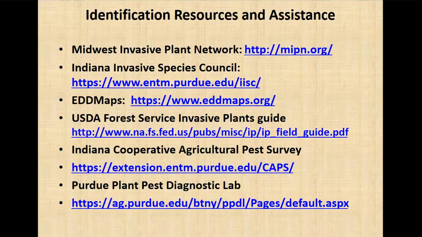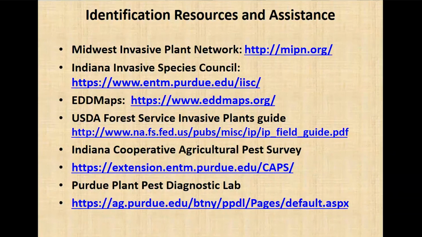The Indiana Invasive Species Council, once again mentioned as a great clearinghouse of information. If you have a smartphone and want to report invasive species, there are some great web apps that you can utilize for actually reporting invasive species in the field. This is an important activity that helps us identify where infestations are and how rapidly they're expanding, and give us an opportunity to get ahead of those if it's a new plant. The USDA Forest Service also has some good field guides on invasive species identification and management. Once again, Indiana Cooperative Agricultural Pest Survey provides good listings.